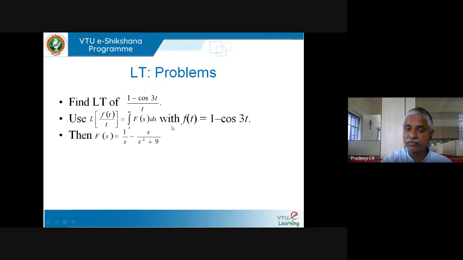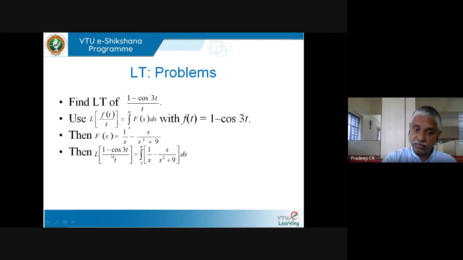So, I have two terms in capital F of s. Laplace of 1 minus cos 3t has two terms. One is 1 by s. Another is s by s square plus 9. Now, Laplace of this f(t) by t, I'm using this formula. Laplace of 1 minus cos 3t by t is nothing but the integral of Laplace of 1 minus cos 3t, which is 1 by s minus s by s square plus 9.